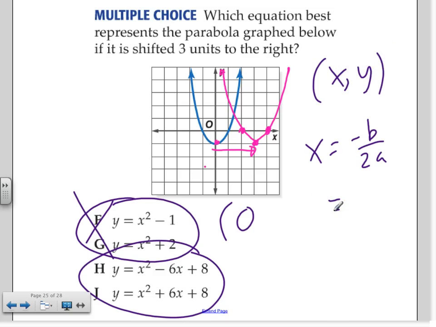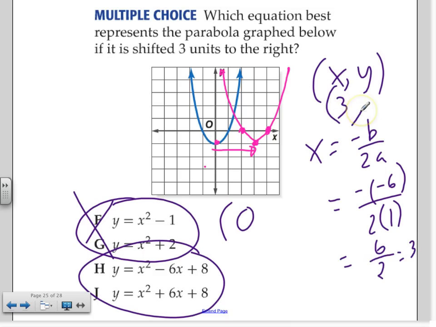So what is my b in this case? Negative 6. And what is my a? 1. Solve for that. I have 6 over 2, which is 3. So at least my points start. Oh, look, 3. So at least I have that. If I take that 3 and plug it back into x right here, this is what I'm testing. What do you think I'm going to have if I plug it back in? Negative 1. Yes. 3, negative 1. And therefore, this matches up to the graph that I have.